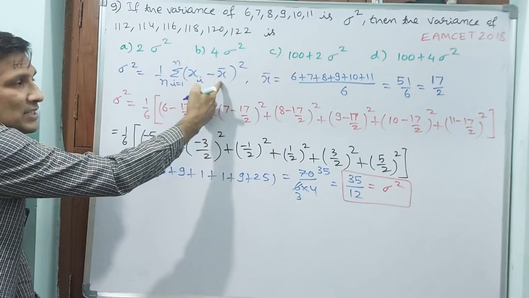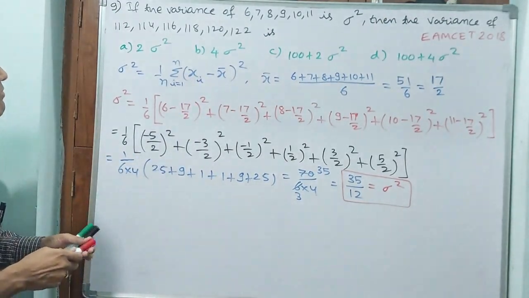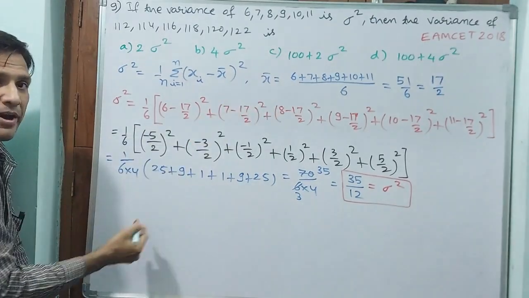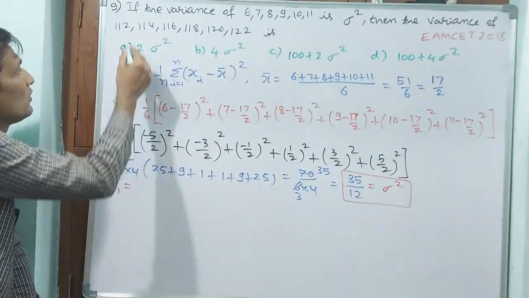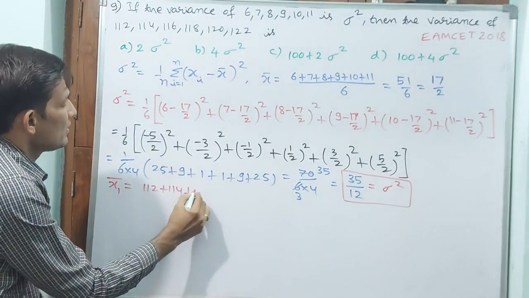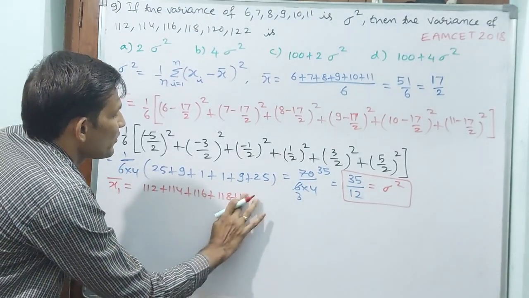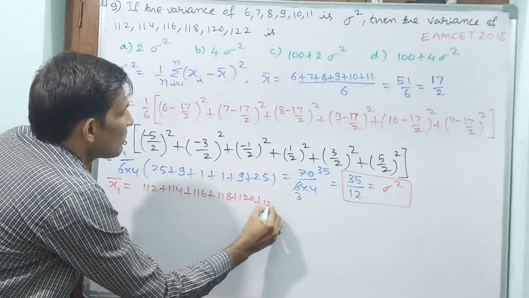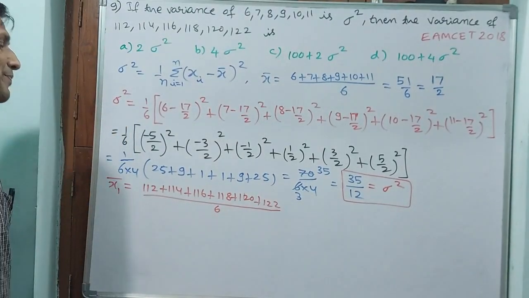Before finding this relation, the same formula we are going to apply, but here different values will come. Now I am making x1 bar. Why x1 bar? Because x bar, the mean, we have already made, so now we don't take the same. x1 bar is equal to 112 plus 114 plus 116 plus 118 plus 120 plus 122 divided by the same 6 numbers only.